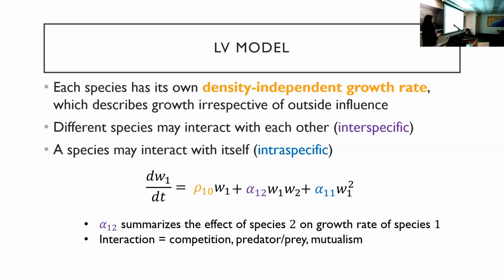Interactions can take on many forms. You can have competition, predator-prey, mutualism, but that's what I mean by interactions right here. And the signs of those alphas, whether they're positive or negative, might tell us about the kinds of interaction. So if species 2 is a predator of species 1, then alpha should have a negative sign, because we would expect it to lead to a decrease in the abundance of species 1. If the predators are having a predation effect, we expect a decrease due to that predation. So the signs will be important for us.